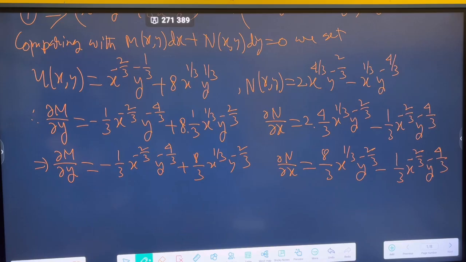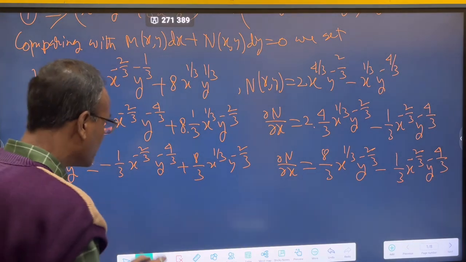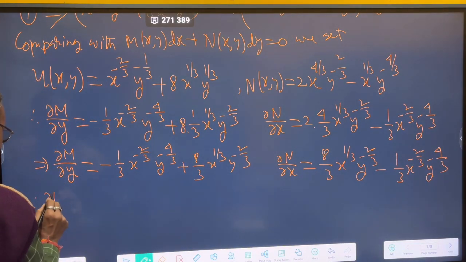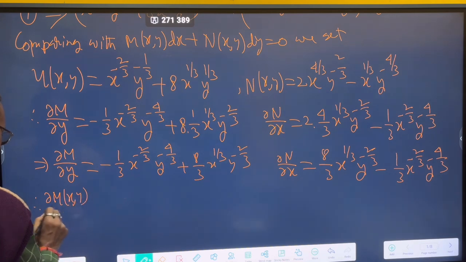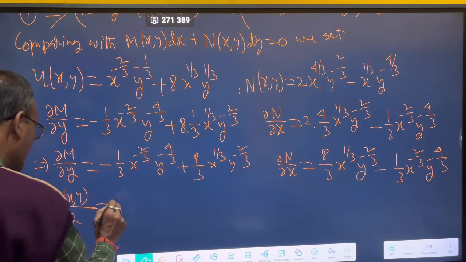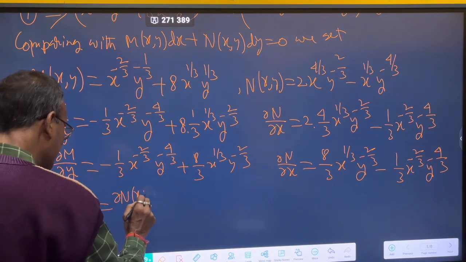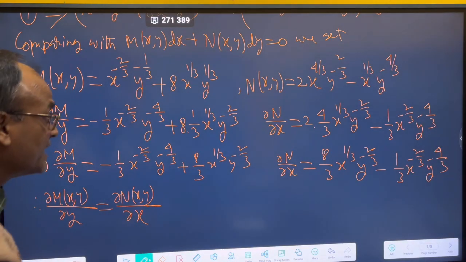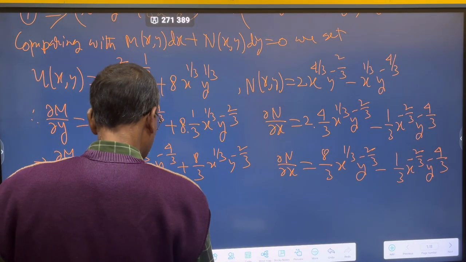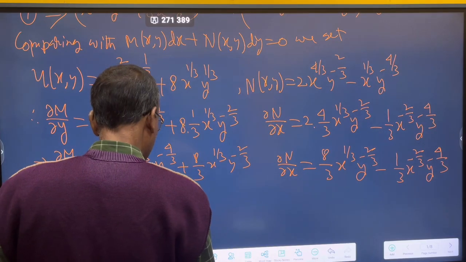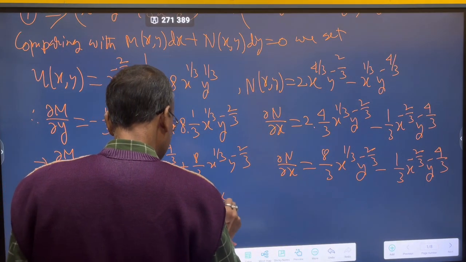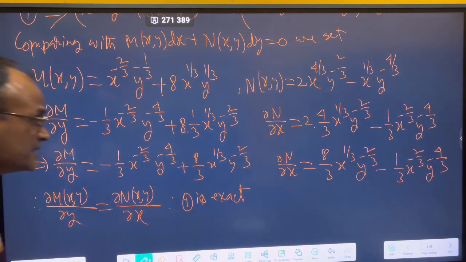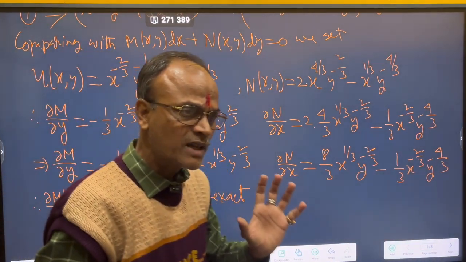You see this one. Now, therefore, del M by del y is equal to del N by del x. Therefore, the given differential equation is exact. Therefore, 1 is exact. What does it mean?